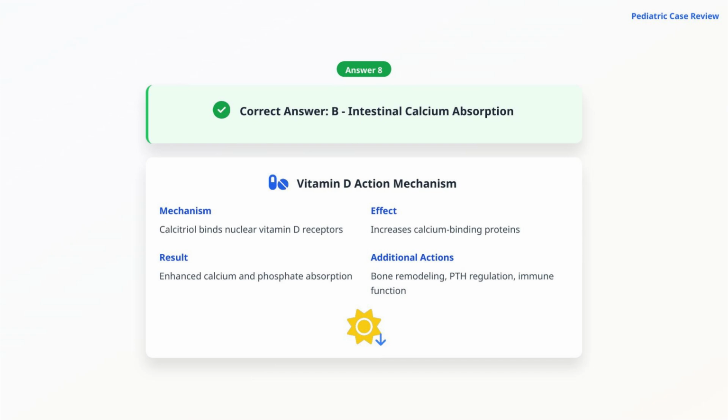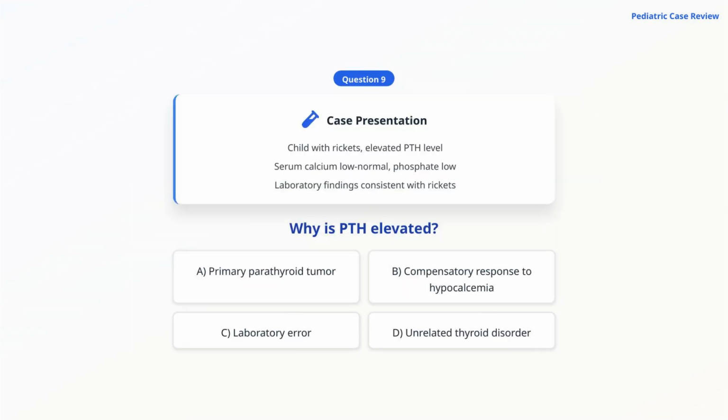This enhances absorption of both calcium and phosphate from the diet. Additional actions include regulation of bone remodeling, parathyroid hormone suppression, and immune system modulation. Case 9. A child diagnosed with rickets has an elevated parathyroid hormone level. Serum calcium is at the low normal range, and phosphate is decreased. Question: why is the parathyroid hormone elevated in this patient?